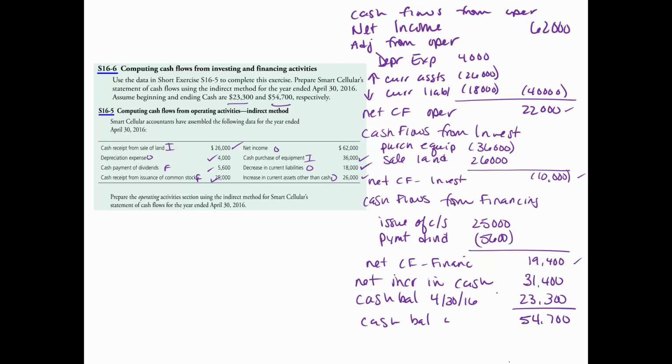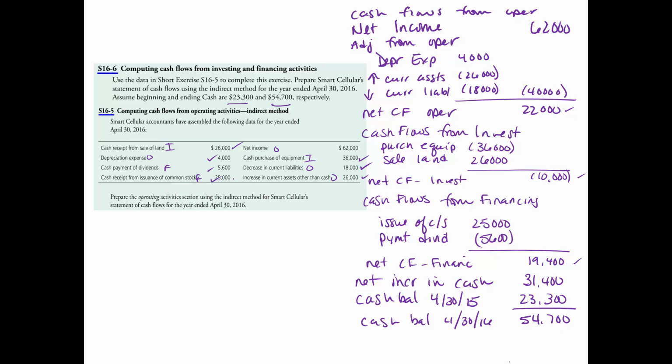Cash balance, oh sorry, this was 2015. Last year for 2016 this year. And so that is how I've reconciled the net income to the ending cash balance. So I started with 23.3 in cash. I increased my total cash by 31.4 this year, which leaves me with 54.7. So this is my ending, on my balance sheet.